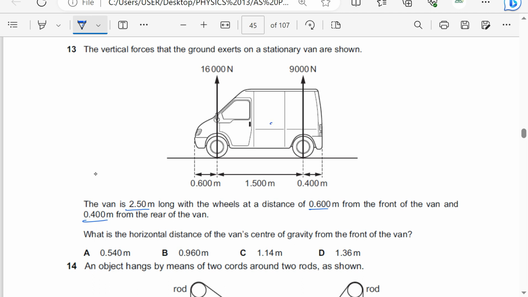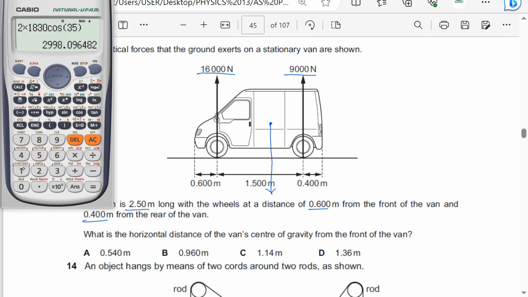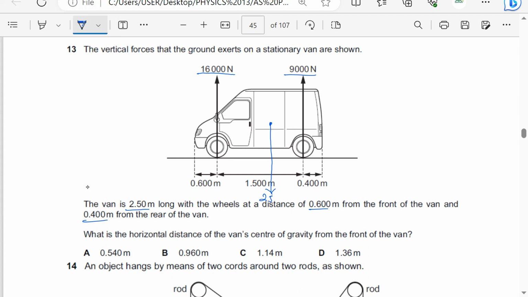Let's say the center of gravity is at this point here. That means its weight acts at that point. And what is its weight? From equilibrium, its weight is going to be 16,000 plus 9,000 up, because those are the forces acting upwards. So 16,000 plus 9,000. So the weight of the van, the force downwards, is going to be 25,000 newtons. That is the force downwards.